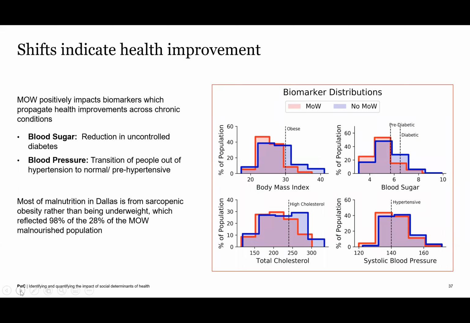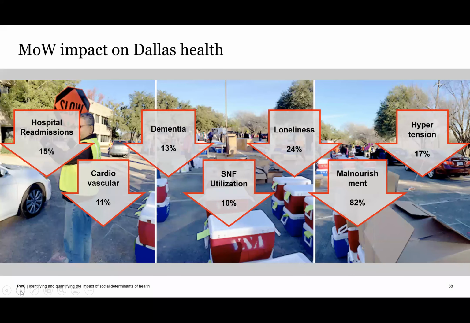Next slide. These biomarkers, together with other social determinants of health, have a direct impact on other healthcare utilizations. We're seeing a reduction in hospital readmissions, a reduction in skilled nursing facility utilization, and a reduction in malnutrition. This goes to show that VNA is having the impact of allowing this elderly population to stay in their homes longer, to stay healthier in their homes longer, and giving them that independence.